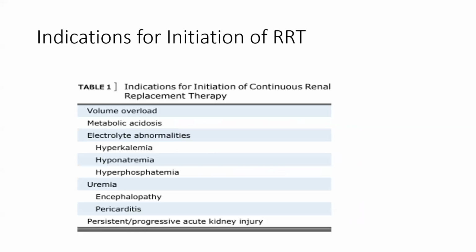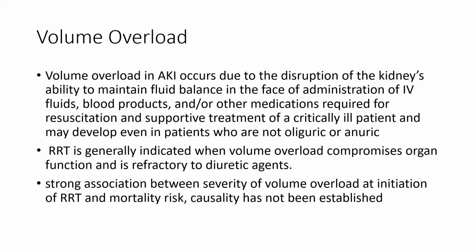So, what are the indications for the initiation of RRT? The indications are volume overload, metabolic acidosis, electrolyte abnormalities like hyperkalemia, hypernatremia, hyperphosphatemia, and uremia. That is, uremic manifestations like uremic encephalopathy, uremic pericarditis, and persistent and progressive acute kidney injury. Now we'll see the volume overload.